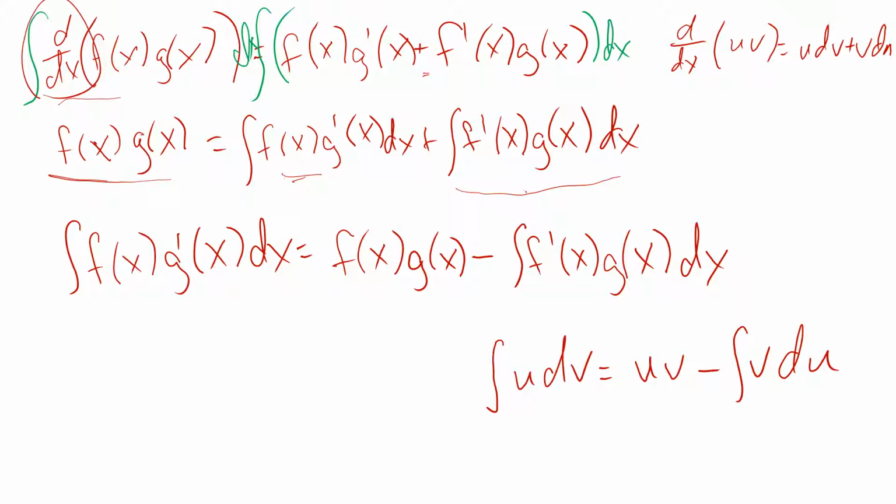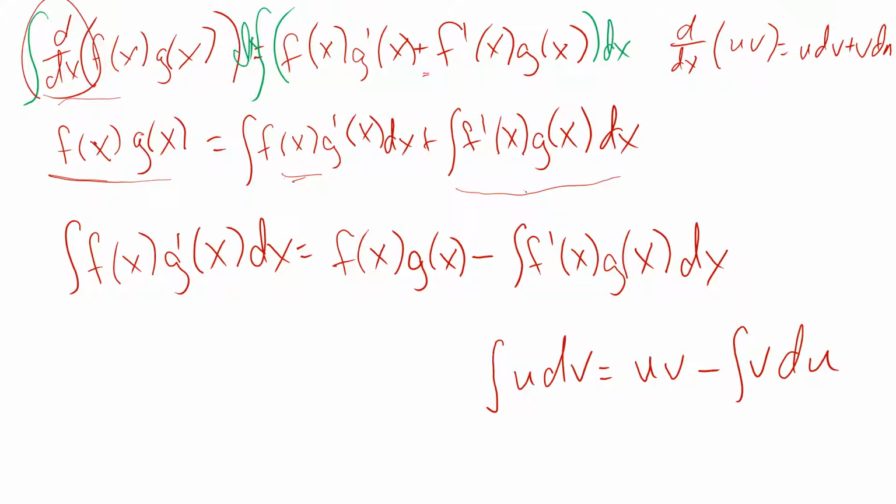Things that fall into that category would be things like sine and cosine. e to the x doesn't get bigger. Things like that, where it either stays the same or it kind of goes in circles. Sometimes, and we'll see an example of this, your dv will just be dx. The whole rest of it's going to be u. So we'll see what that looks like.